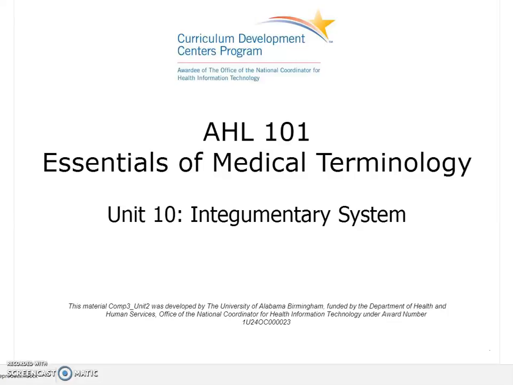In Unit 10, we will be discussing the integumentary system. Doctors who treat diseases and disorders of the integumentary system are called dermatologists.